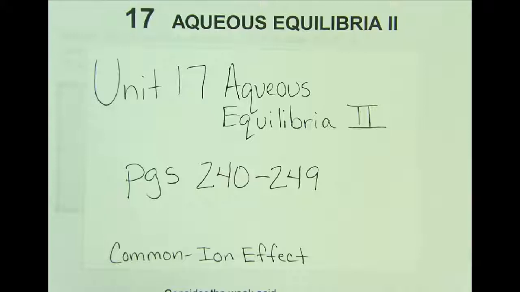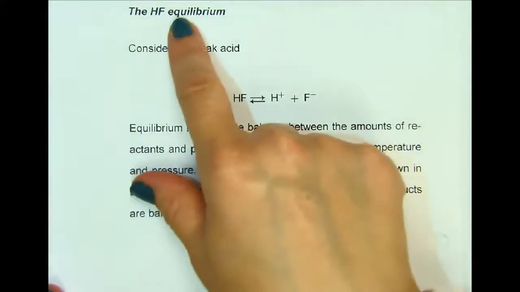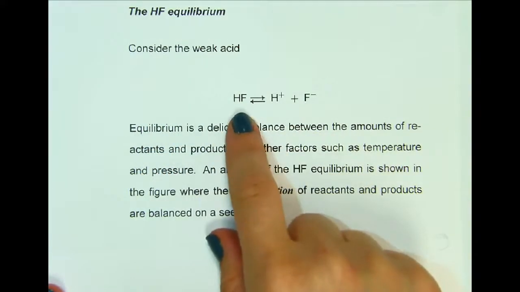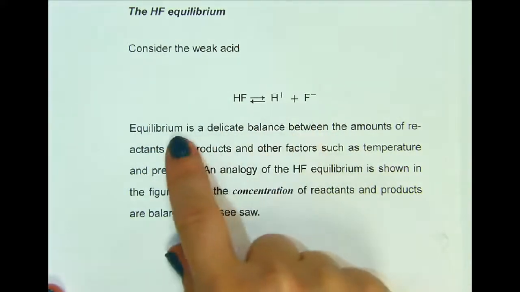Unit 17, Aqueous Equilibria, pages 240 to 249, and this will focus on the common ion effect. So let's look at hydrofluoric acid in equilibrium. Consider the weak acid. Hydrofluoric acid yields hydrogen and fluoride.